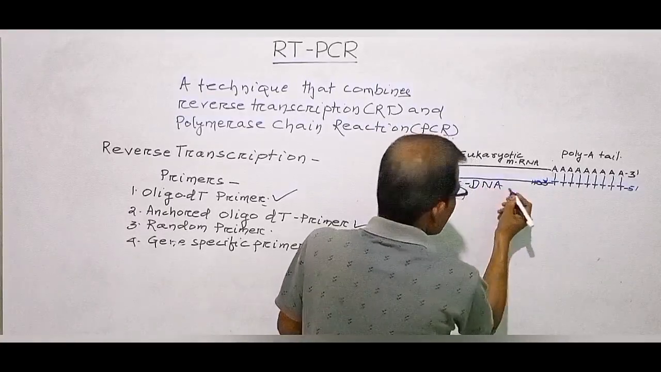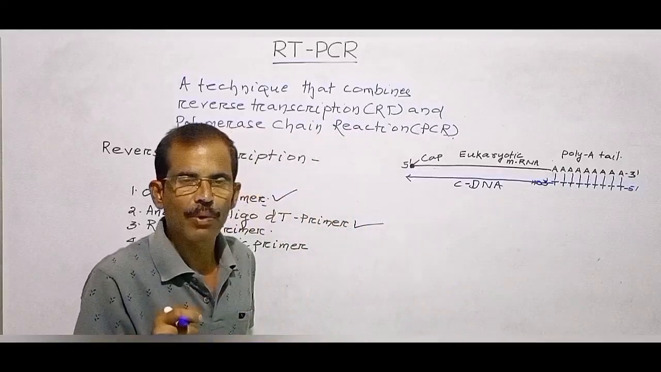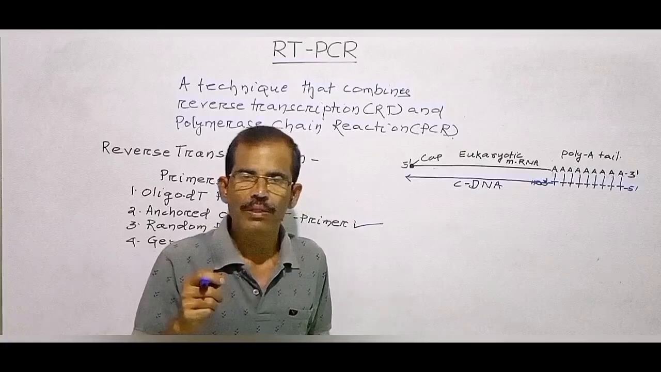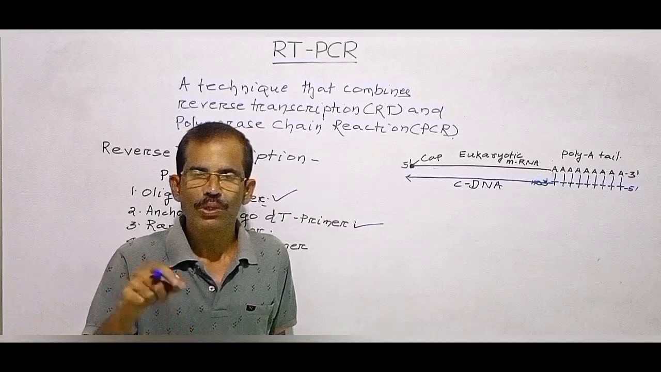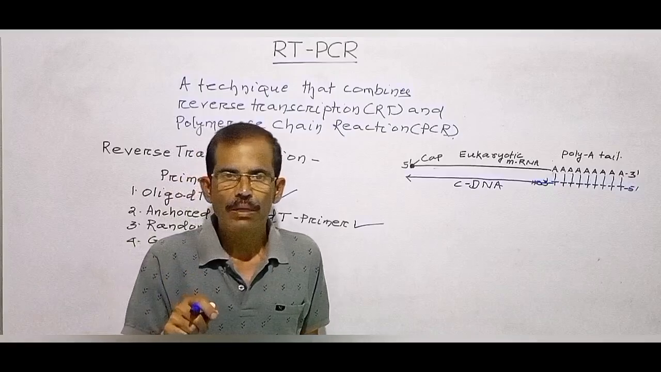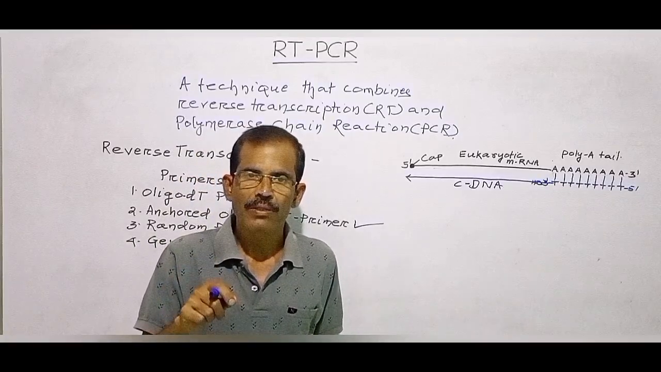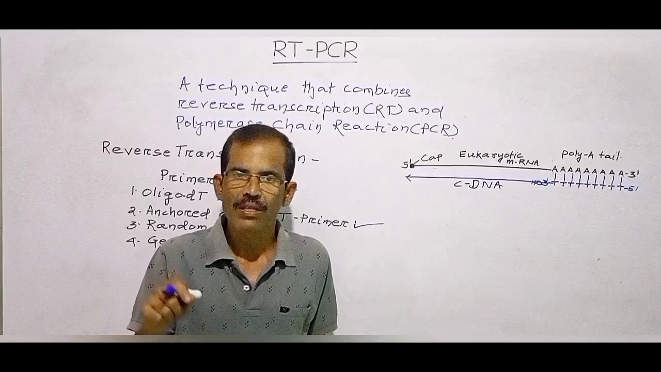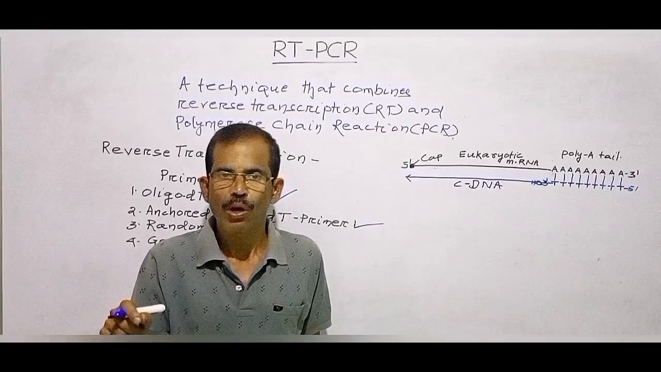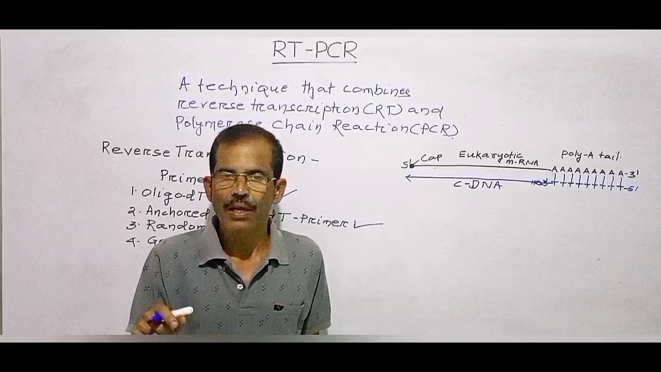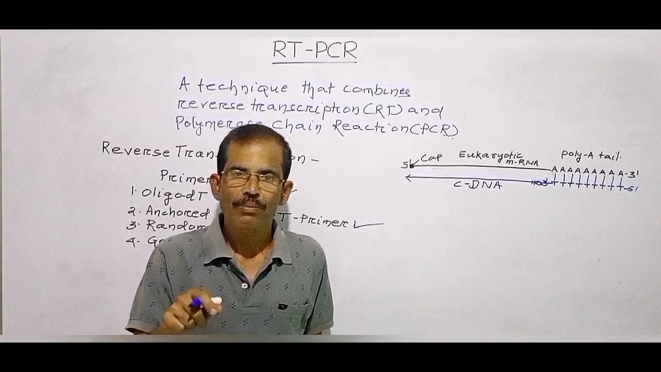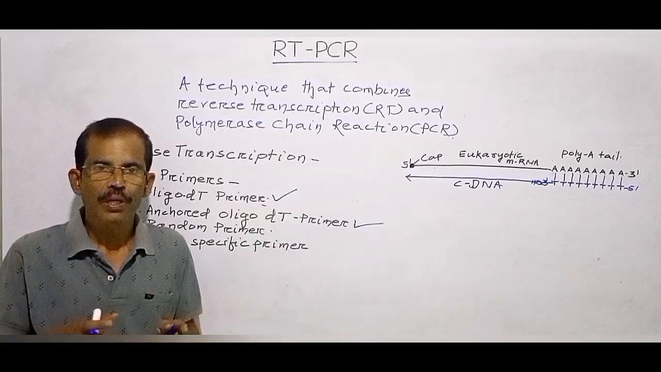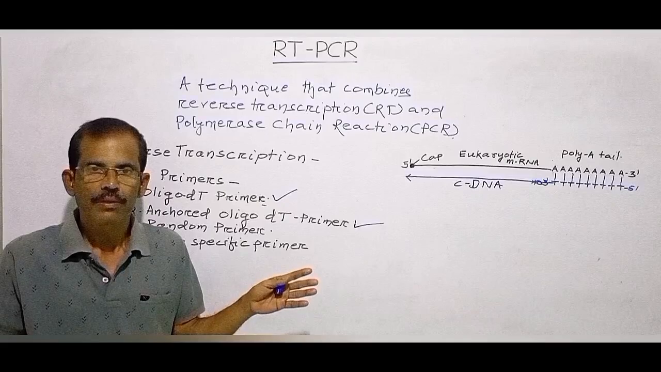One of the disadvantages of using oligo-dT primer is that it can also bind to an internal poly-A sequence which may be present within the RNA. If the oligo-dT primer binds to the internal poly-A sequence, then reverse transcription will result in the formation of a truncated cDNA from which a part of the sequence is missing. This problem can be overcome by using anchored oligo-dT primer.